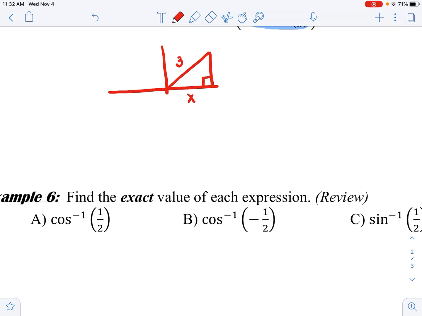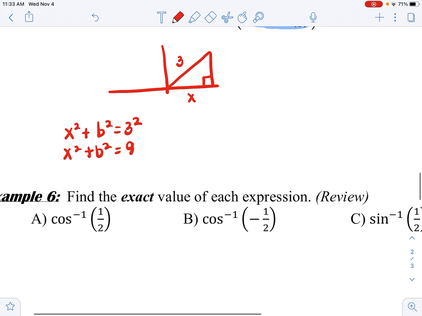All right, cosine is adjacent, which is x, over hypotenuse, which is 3. I need to find my third side. I need to find this third side right here, right? I'm going to call it b instead of x because x is in this problem. So I'm going to do x squared plus b squared equals 3 squared. X squared plus b squared equals 9.